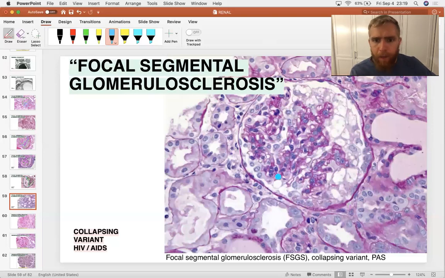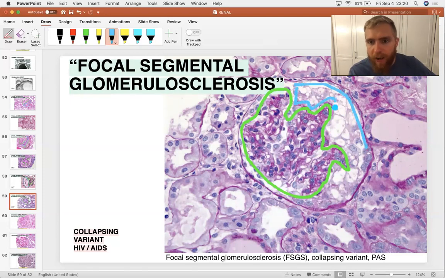Another look at it here. This is the collapsing variant again. You've got a little bit of glomerular capillary left. I'm outlining it in green. But then you've got around it a bunch of nothing at all. Just epithelial cells, necrotic cells, maybe a few immune cells like macrophages, but that capillary has started to deflate and collapse.